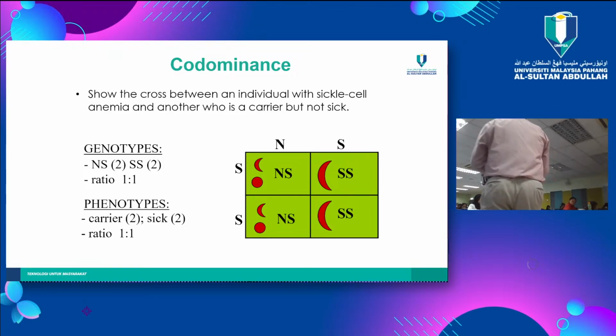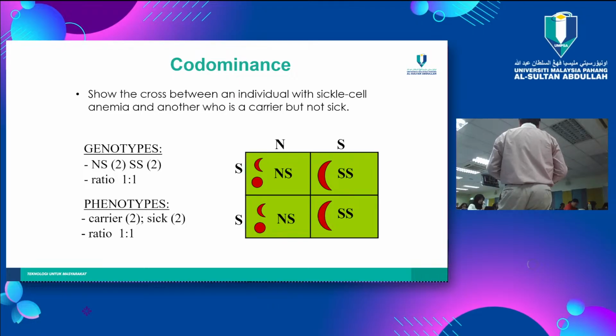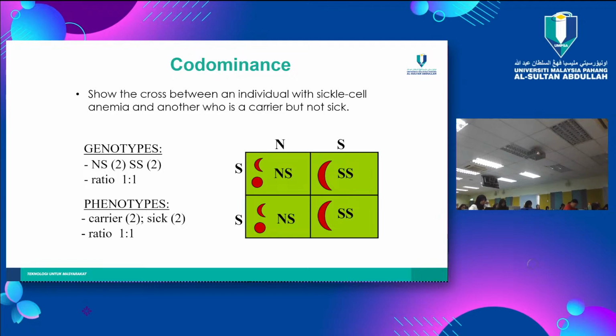So it's always advised, if a person knows that they are a carrier, not to marry a person that has sickle cell. If a normal person who is not a carrier marries a person that has sickle cell, then most of the children are going to be carriers, but they are not sick. So that is what I would like to say here.